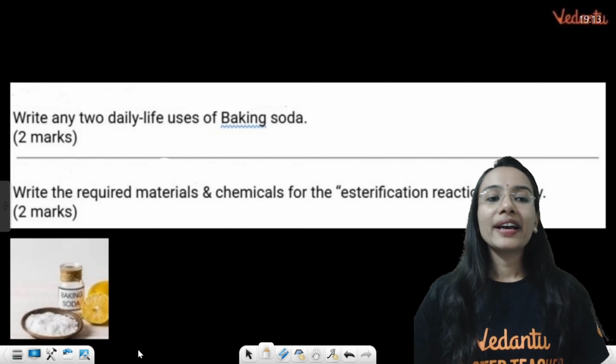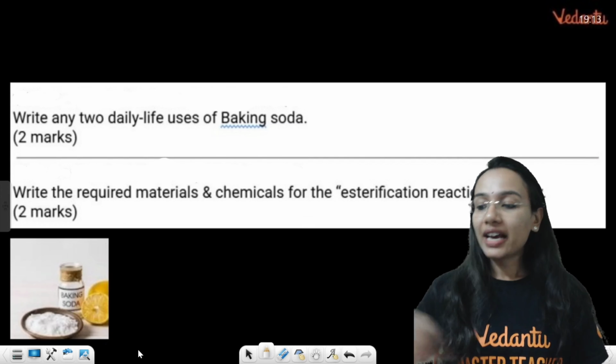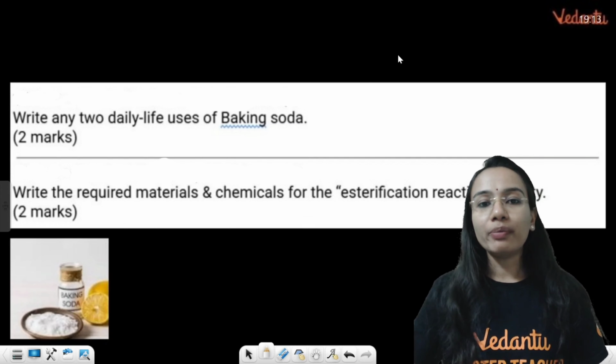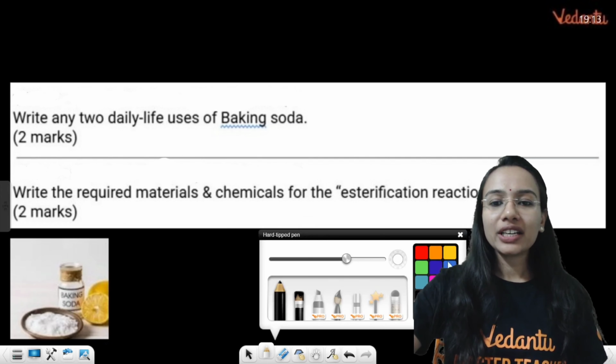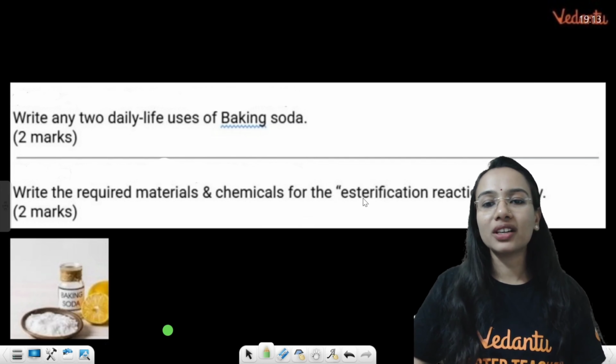So in this we have one question: write any 2 daily uses of baking soda and write the required materials and chemicals for the esterification reaction. That is the activity.